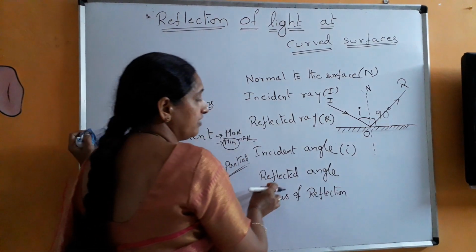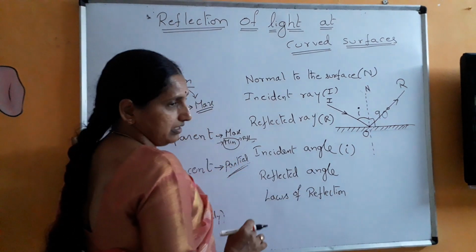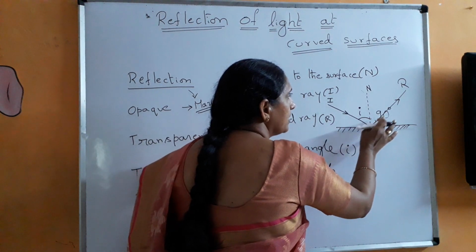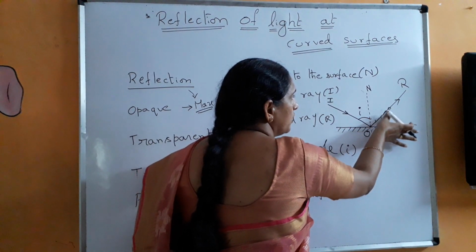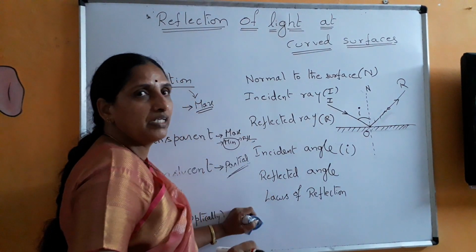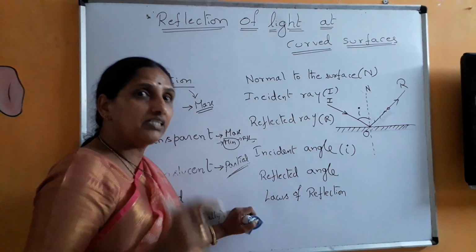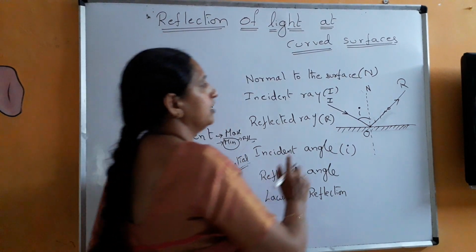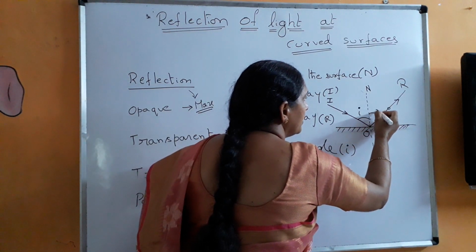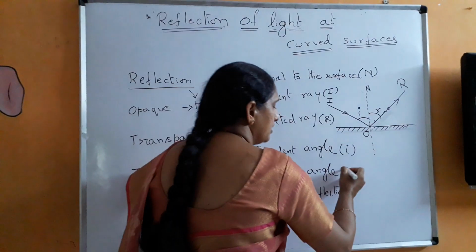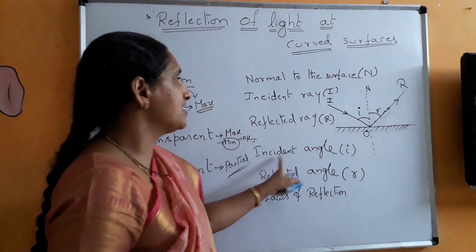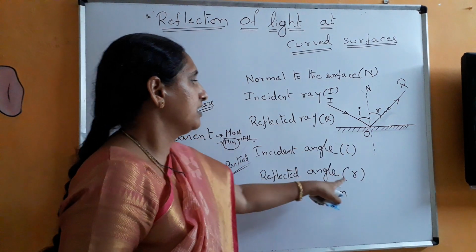Okay, right. Now, the next one is the reflected angle, or angle of reflection. Angle of reflection is defined in the same way as the incident angle. It is the angle made by the reflected ray with the normal. Let me write it as small r. So incident angle is i, reflected angle is r.